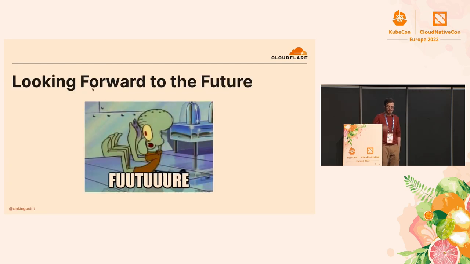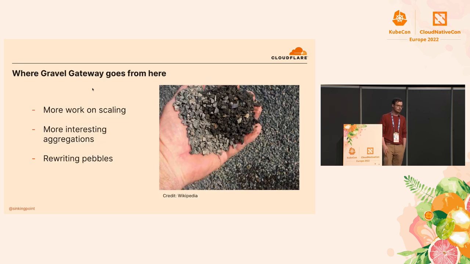So, that's about it. We have the Gravel gateway. Let's look towards the future, shall we? Where do we go from here? Well, in the gateway itself, we have a few things coming up. We're always trying to evolve it because we're always trying to improve on things. We're adding some interesting aggregations, things like deltas of counters over time, more statistical functions. We want to rewrite Pebbles a bit to get rid of some of those edge cases.